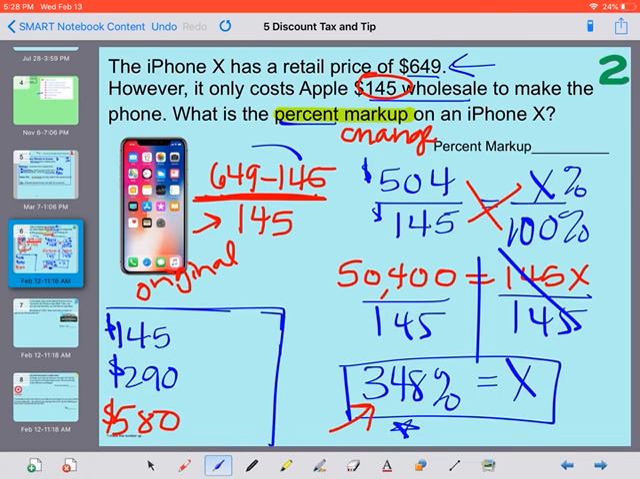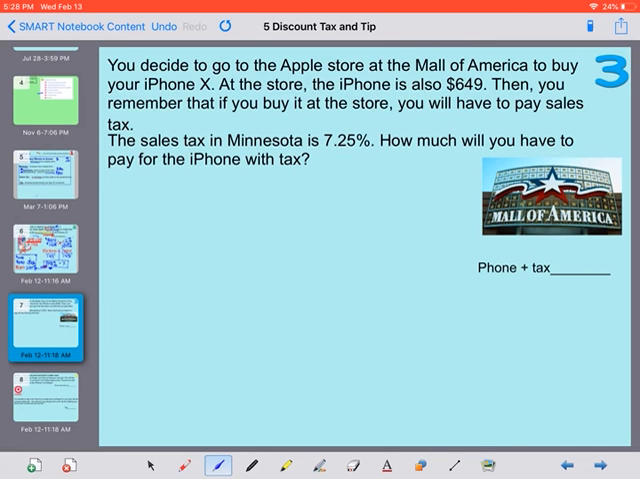From 145, that's what Apple's paying, to 290, that's marked up 100% because you doubled it. And if we double it again, that's marked up 200%. So we have to continue going up and up and up to get to our 348%. So we pay 3.5 more times than Apple does. I know it sounds confusing, but it's marked up a lot.